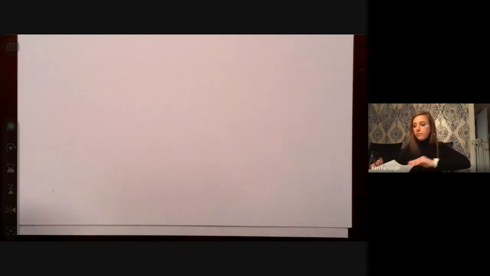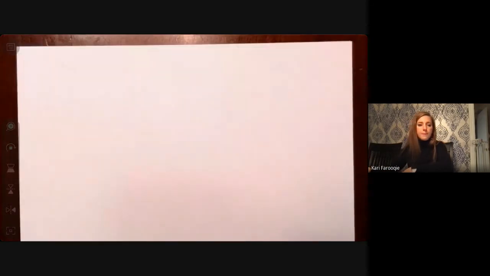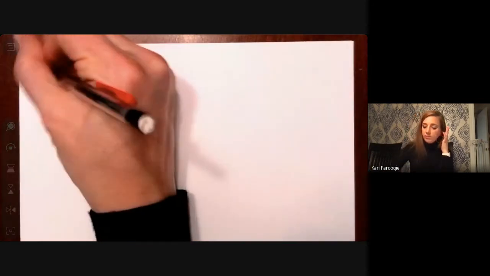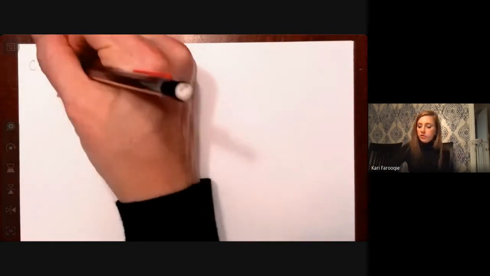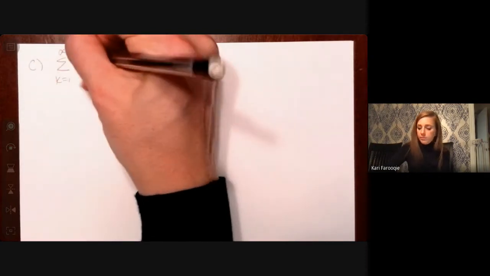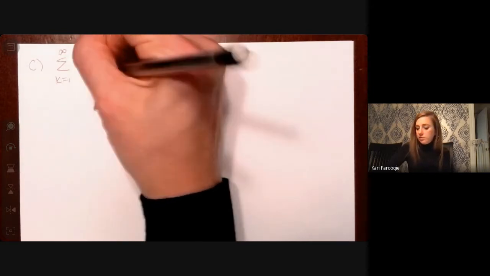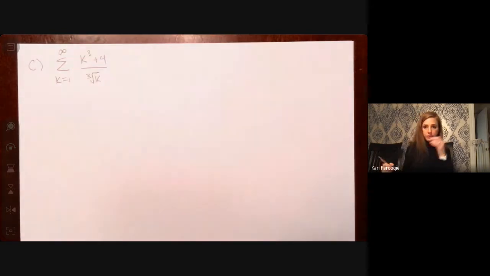Okay, we'll do one more using the divergence test. This will be C. This is the series from k equals 1 to infinity of k cubed plus 4 divided by the cube root of k.